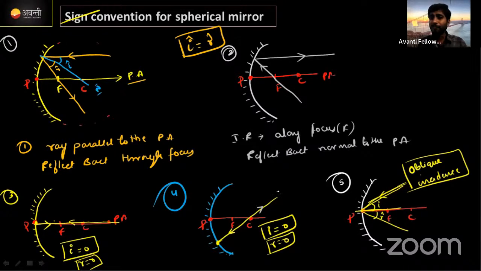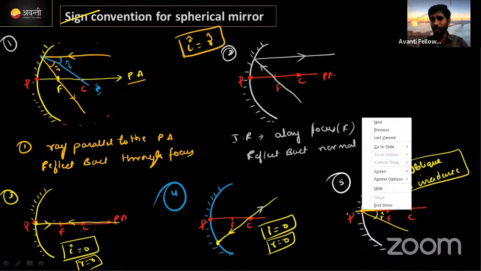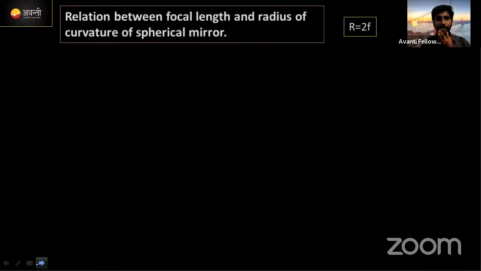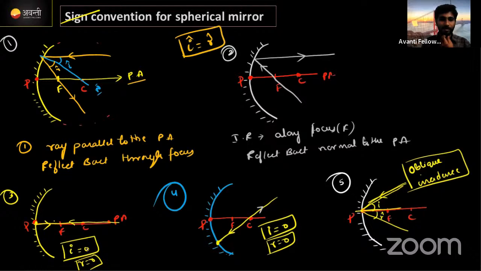Fourth one: if any ray of light is incident along the center of curvature, it will reflect back along the center of curvature. Fifth one: if any ray of light is incident obliquely at the point P, then with the same oblique angle it will be reflected in the downward direction. Clear? Hope it is clear. Correct now? Is there any doubt up to here?